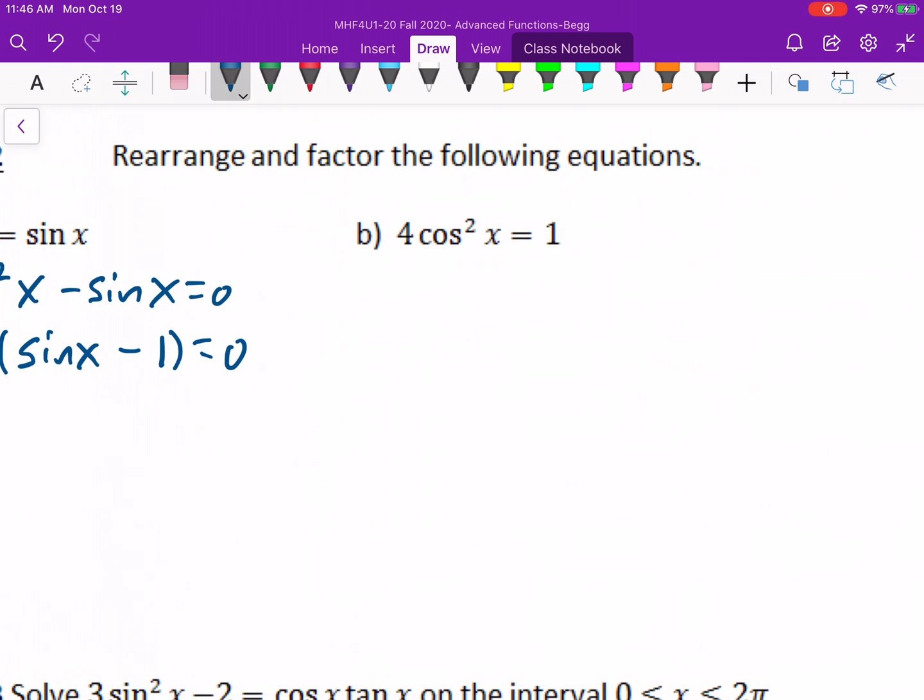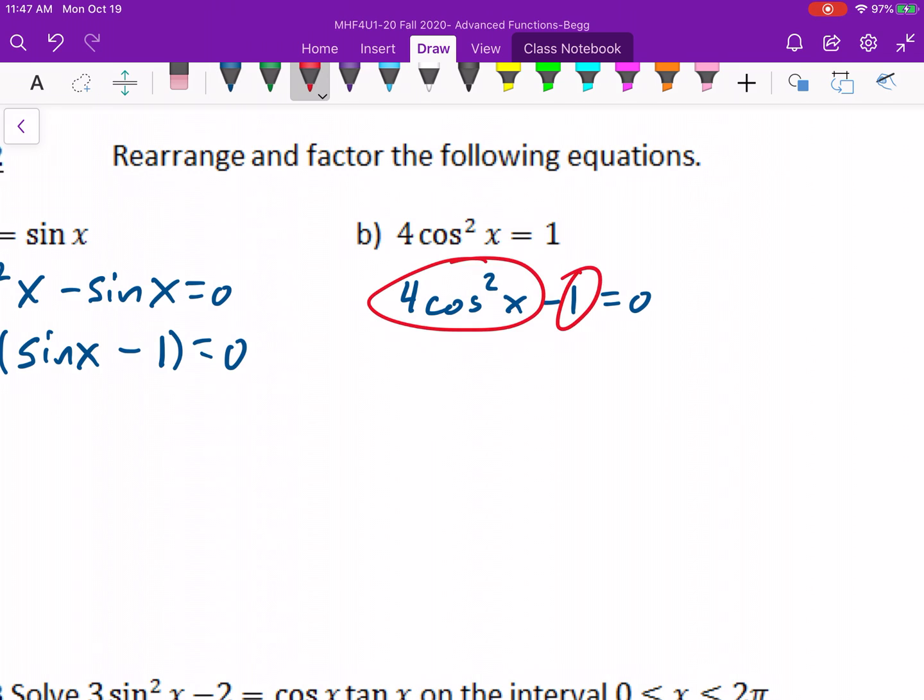For one like this, I could, again, bring the 1 over to the left side, because it's a quadratic, so I want to put it in standard quadratic form, where all the terms are on one side and then I factor. Now, I don't know if you recognize this or not, but this is actually a difference of squares. This is a perfect square.